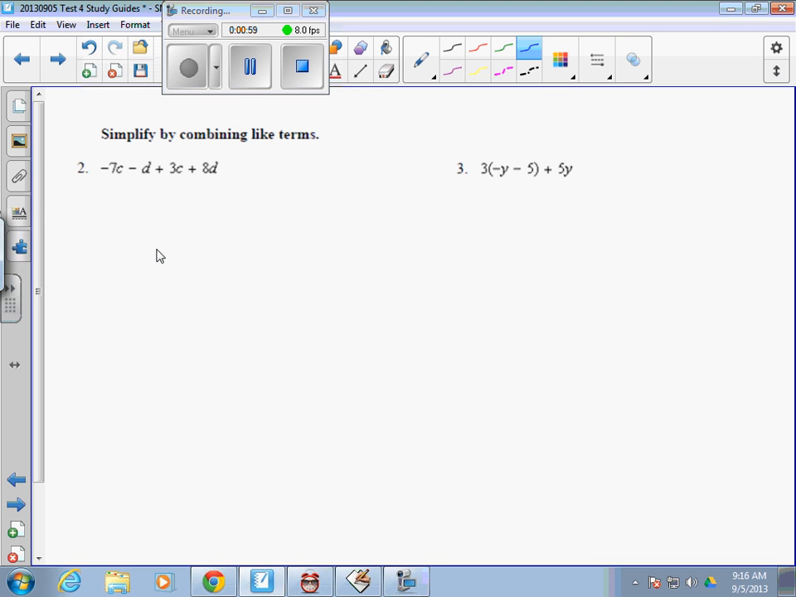Simplify by combining like terms. All we're doing is adding up each of these values. The ones that are like terms, negative 7c and positive 3c are like terms. So negative 7 plus 3 is negative 4c. And then negative d and positive 8d, that's like 8 minus 1. That gives you positive or plus 7d. And that's all you can do with that one, combine like terms.